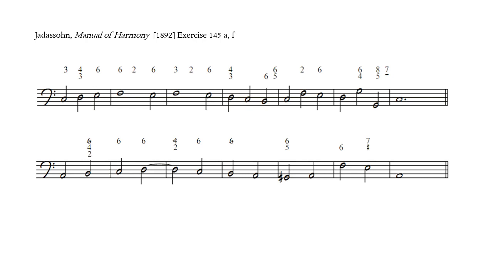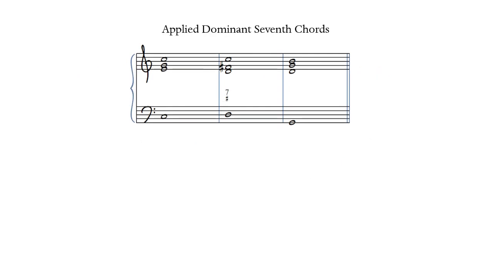The final category of seventh chord is the applied dominant seventh. These are dominant seventh chords borrowed from closely related keys that resolve to triads other than the tonic. In this example, we see a dominant seventh borrowed from the key of G major that resolves to the G major triad in the third measure, as if that triad was the tonic.